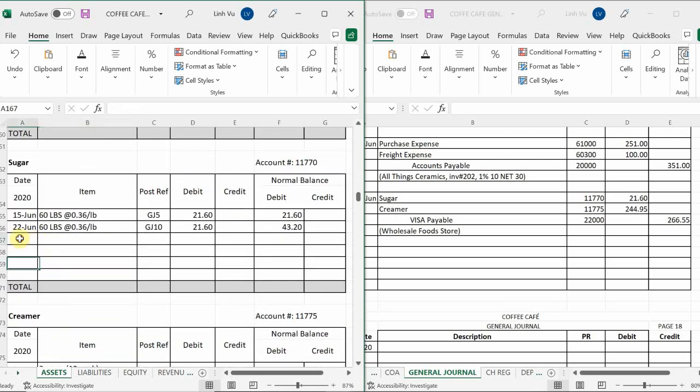Okay, sugar. We bought 60 pounds at 36 cents each, which gave us a total of $21.60. So in this case, my grand total that I have here is $64.80. Right, 21.6 times 3 should get $64.80. Okay.